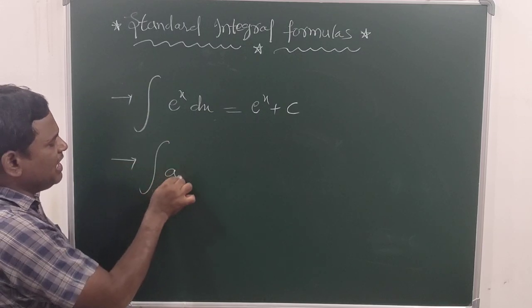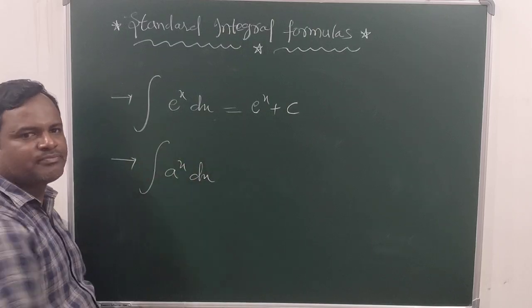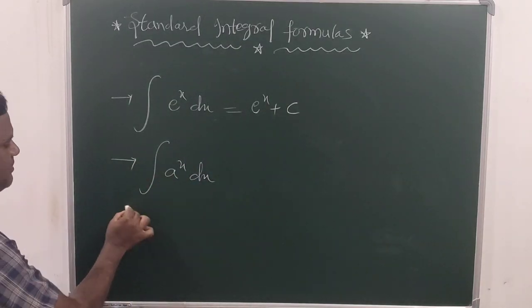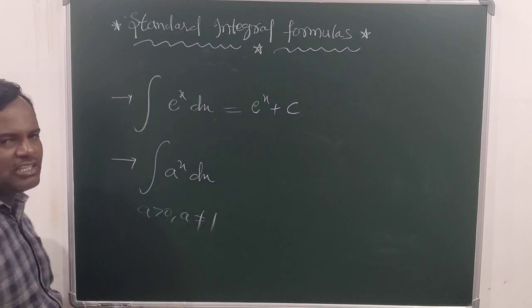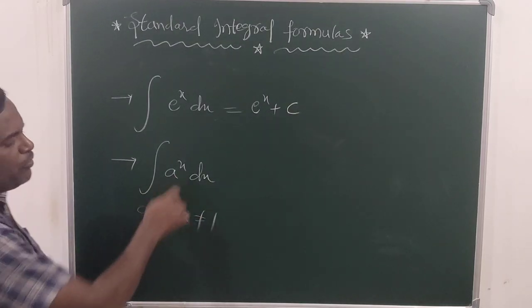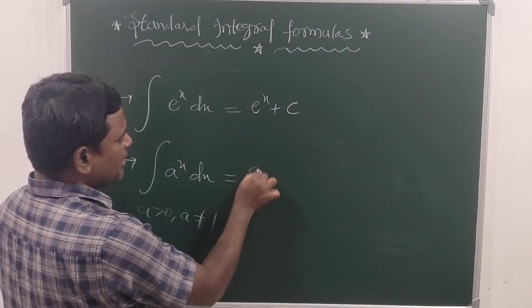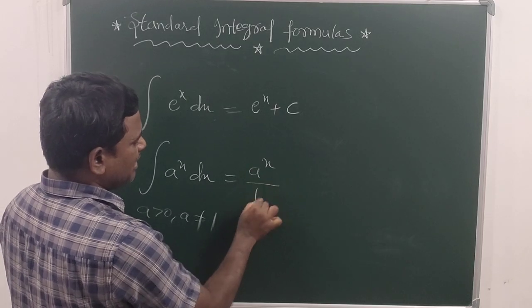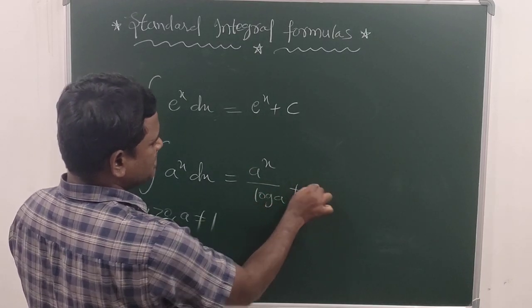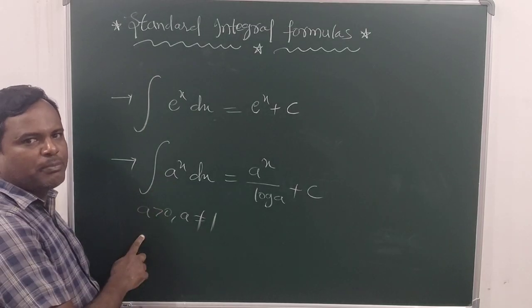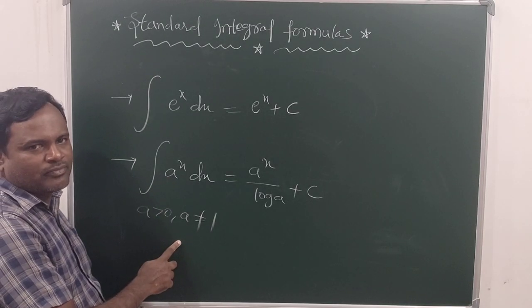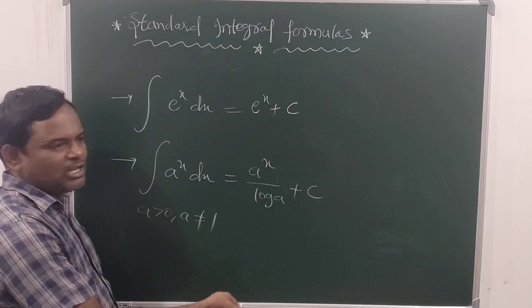And what about the integral of a power x dx, where a is positive but not equal to 1? These are the conditions. The integral of a power x will be a power x by log a plus c. What are the conditions for a? It should be positive but not equal to 1. If it is 1, what will happen?